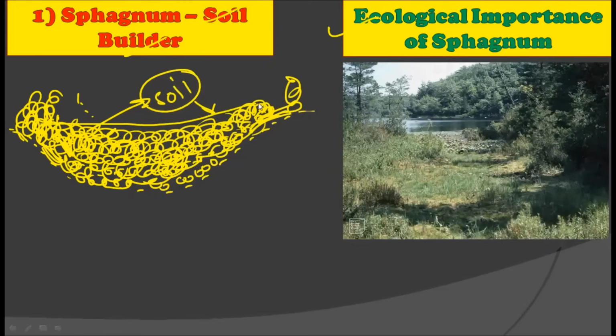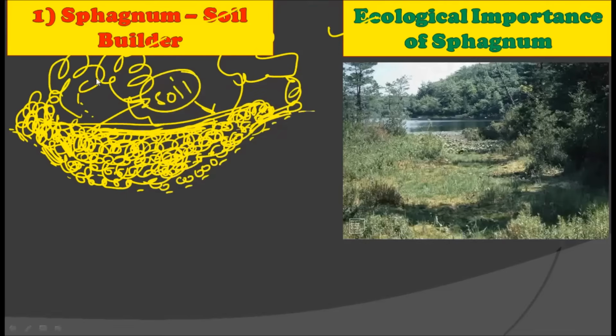The complete water body gets converted into soil, and once there is soil, mesophytic plants start growing, and a whole new ecosystem is created there. So the very important ecological role played by the sphagnum is that it builds the soil, and that is why sphagnum is famously known as the soil builder.